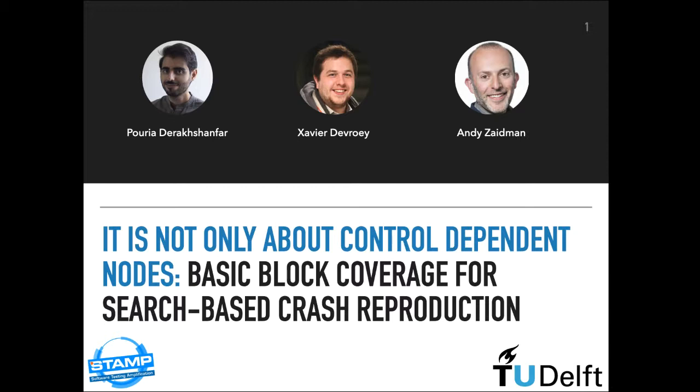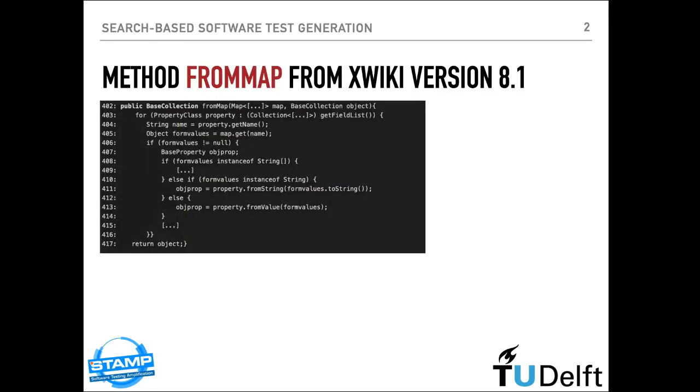This video will present our recent study about a novel secondary objective called basic block coverage, which complements the guidance provided by approach level and branch distance in the search-based software test generation. Let's start with a motivating example.